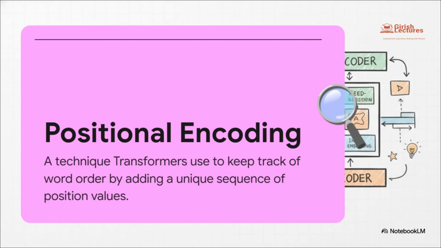Basically, on top of the numbers that represent the word itself, the model adds another set of numbers. It's kind of like giving each word its own unique GPS coordinate in the sentence. This little mathematical signature tells the model precisely where each word is, first, second, third, whatever. It's a brilliant way to bake the sentence's structure right into the numbers.